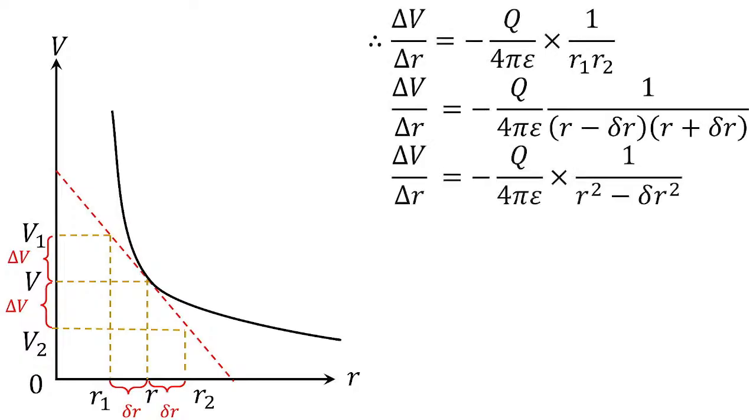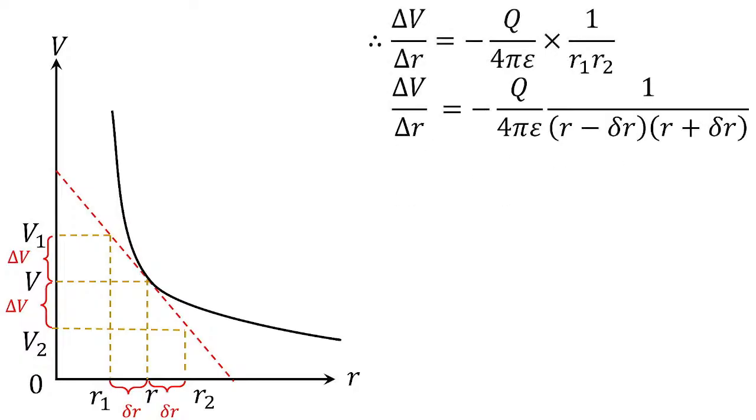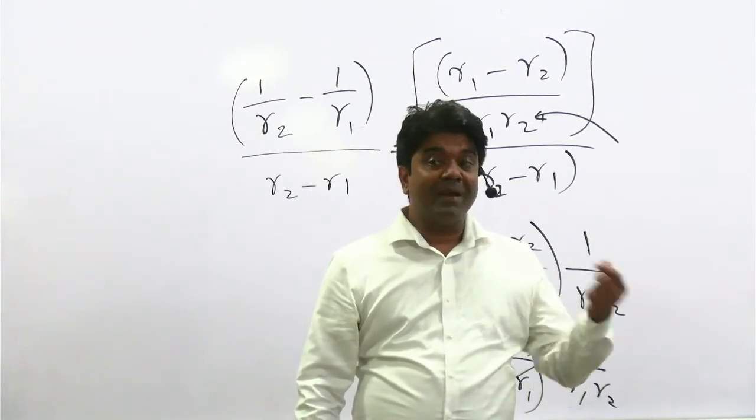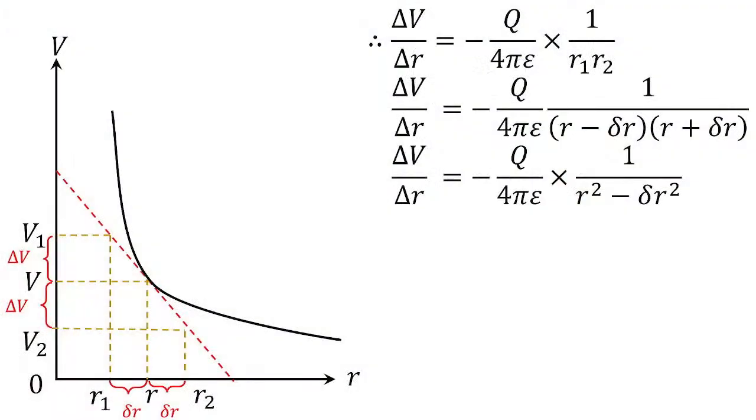Now this product, we can write R1 as what? R minus delta R. R2 is R plus delta R. Now what is this component? R minus delta R into R plus delta R. What is it? Sorry, R squared minus delta R squared. But delta R is very small value. So you ignore the value and 1 over R squared.